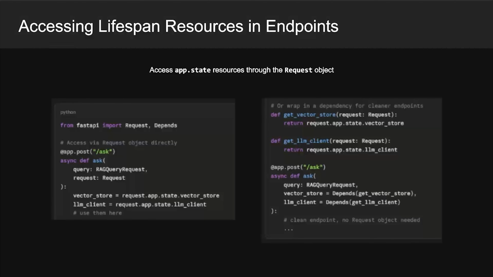The right code block shows the cleaner approach. Two small dependency functions, get_vector_store and get_llm_client. Each takes a request and returns the resource from app.state. Now the /ask endpoint just declares Depends(get_vector_store) and Depends(get_llm_client). The comment at the bottom says it. Clean endpoint, no request object needed, same Depends pattern as everything else in the app. Consistent and easy to test.